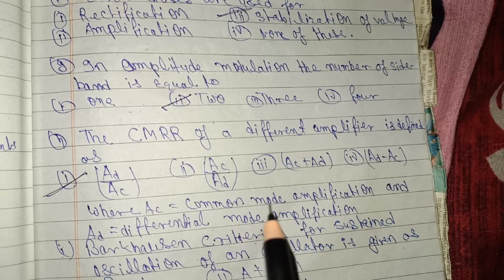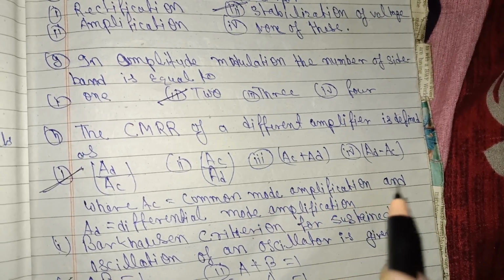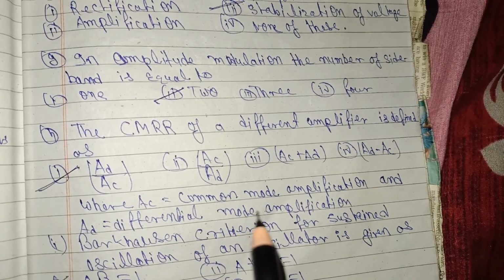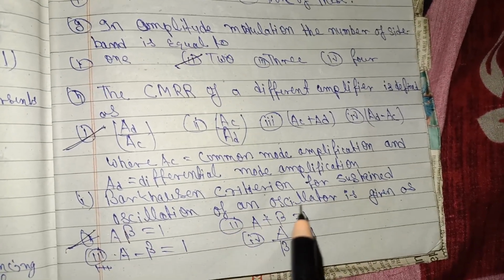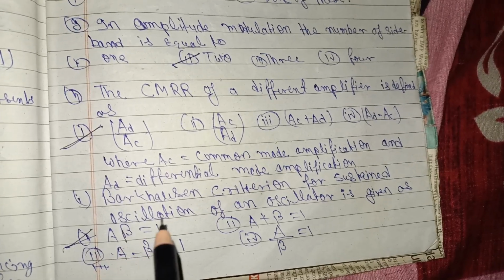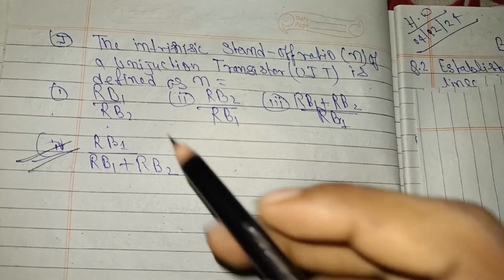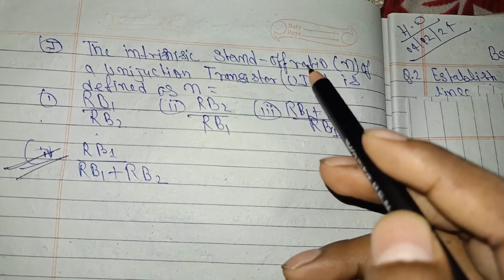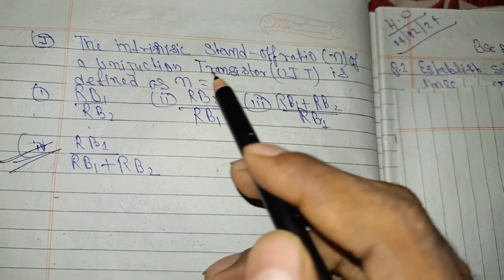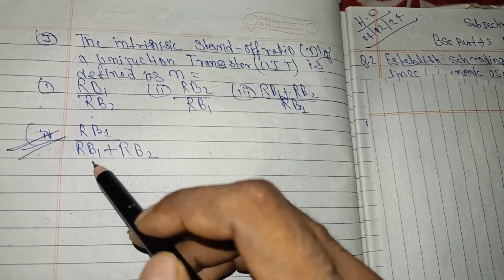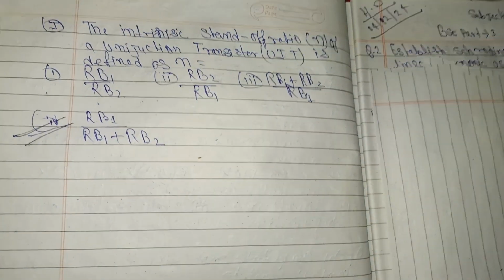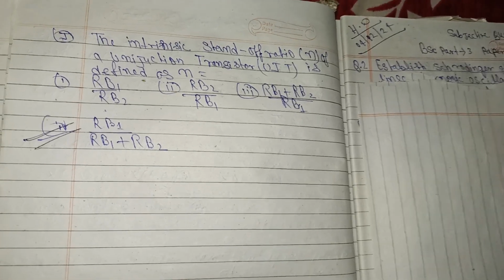Question H: the CMRR of the differential amplifier is defined as AD by AC, where AC is common mode amplification and AD is differential mode amplification. Barkhausen criterion for sustained oscillation in an oscillator is given as A beta = 1. The intrinsic standoff ratio eta of the unijunction transistor UJT is defined as RB1 upon RB1 plus RB2.